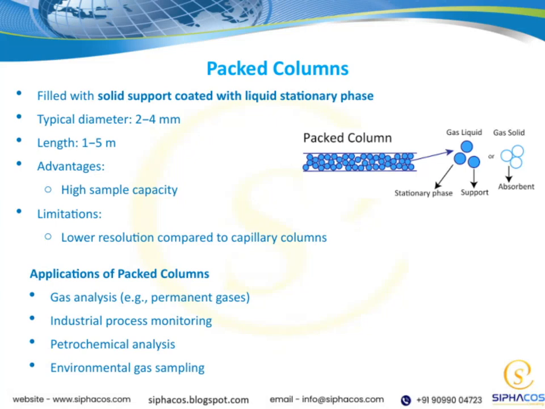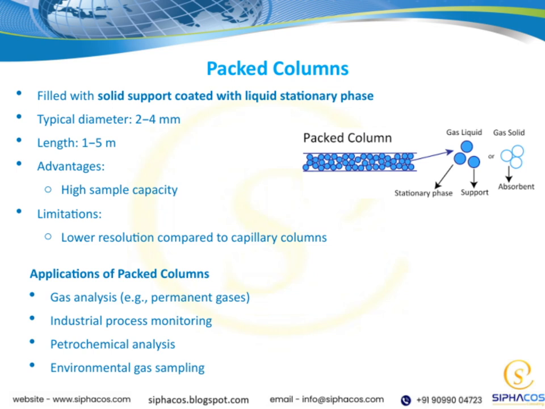Let's take a closer look at some common applications of packed columns. These are widely used in gas analysis, such as detecting permanent gases, which are crucial in many industrial and environmental contexts. They also play a vital role in industrial process monitoring, helping ensure everything runs smoothly and efficiently. Additionally, packed columns are essential in petrochemical analysis, where precise separation of complex mixtures is needed. Environmental gas sampling is another key area, allowing us to monitor air quality and detect pollutants effectively.